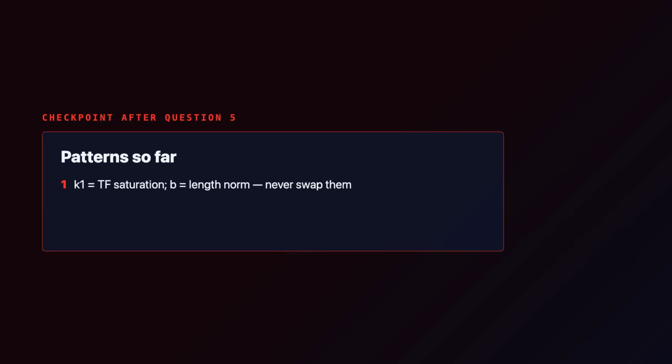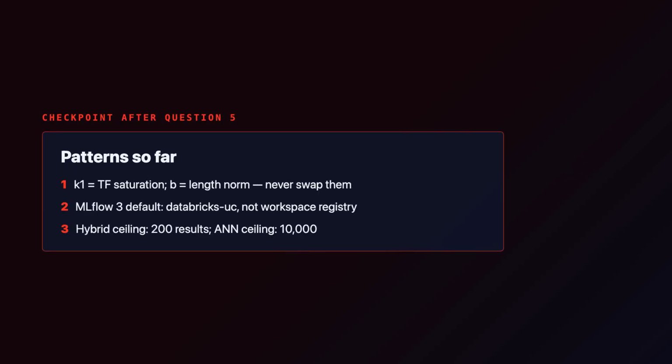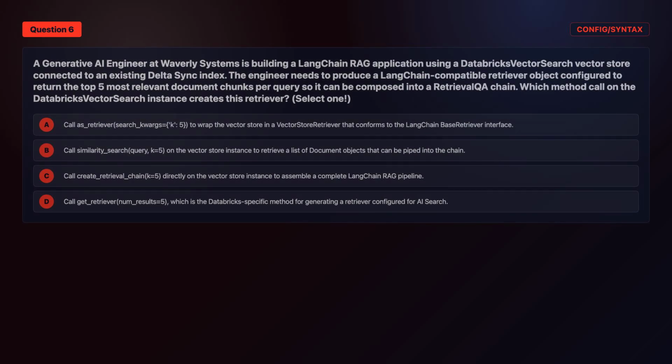The first 5 locked in 3 critical thresholds. K1 governs term frequency saturation, not length. MLflow 3 now defaults to Unity Catalog silently, and hybrid queries are hard capped at 200 results, while pure ANN reaches 10,000. Keep your focus here.